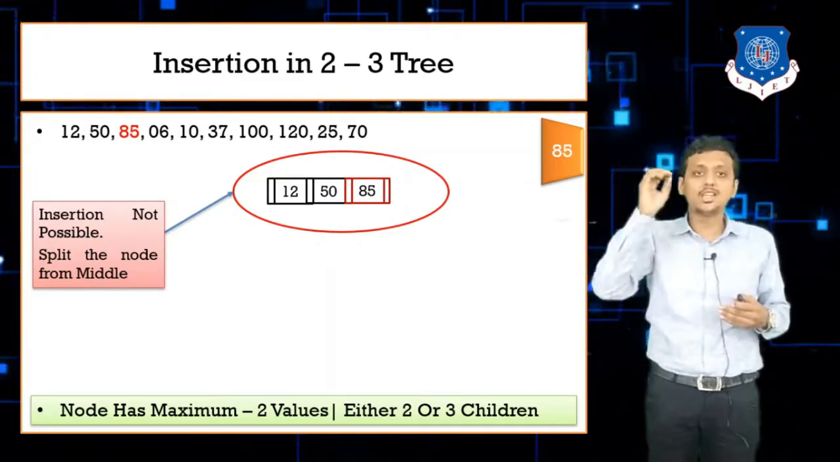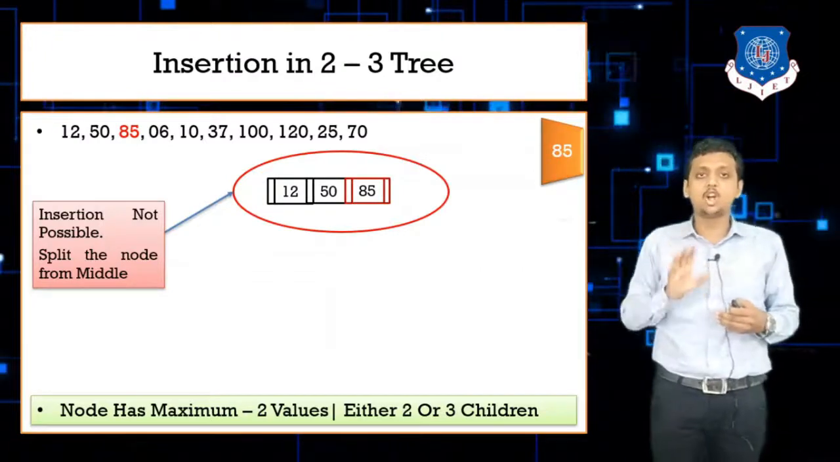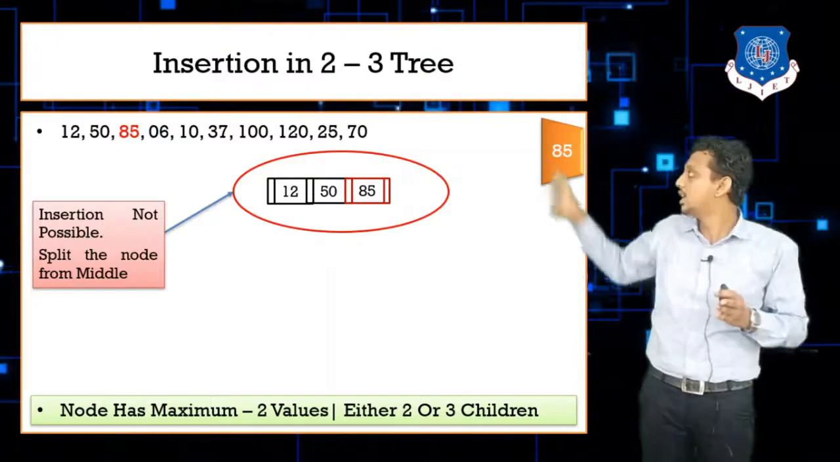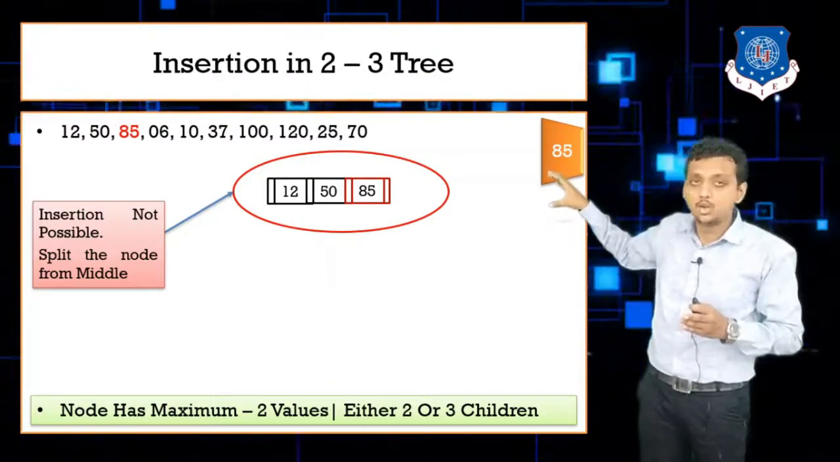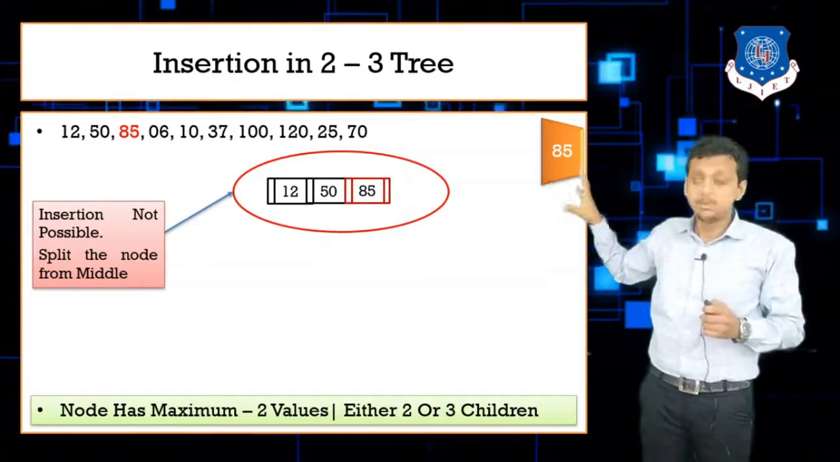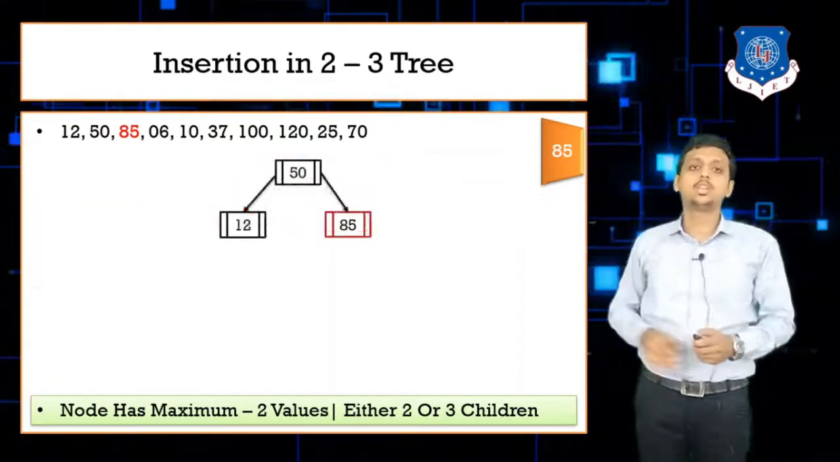So I am just assuming that 85 is already inserted over there. Just imagine a situation where you are inserting 85, and then find out the middle term. Students, the middle term is 50. So I need to split the node at 50.